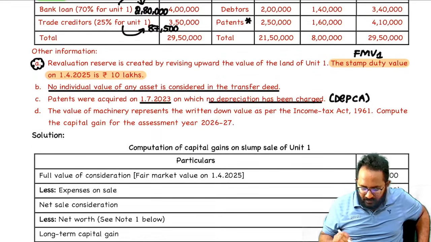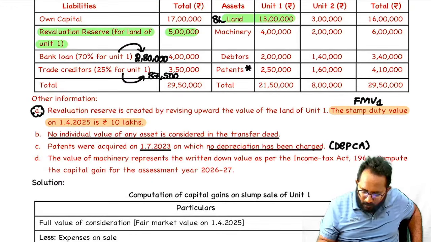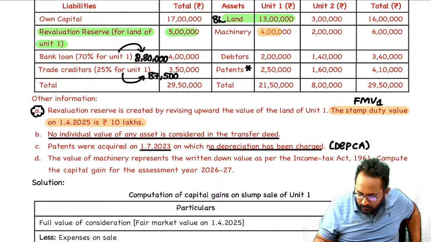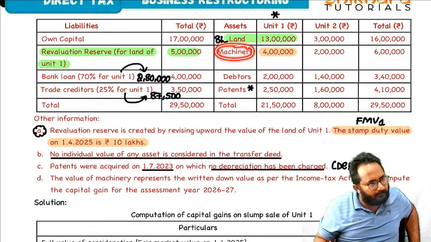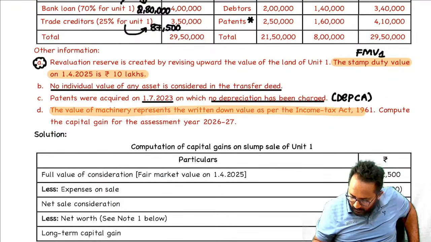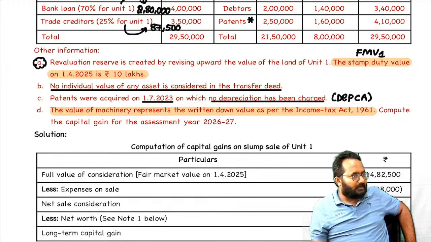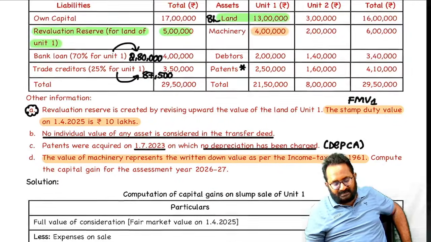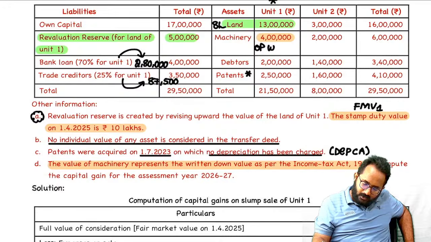Last, they have given the value of machinery. How much is there? 4 lakh. Is machinery depreciable or non-depreciable? Depreciable. That value is as per what? Income Tax Act 1961 only. That value is as per the Income Tax Act 1961. That means it is only the opening WDV as per section 43(6).